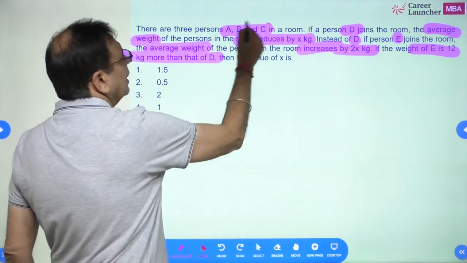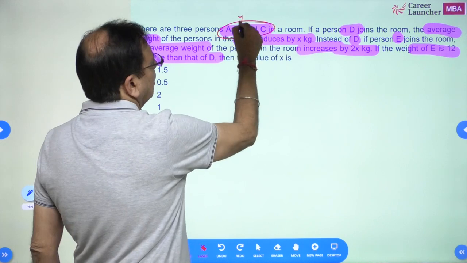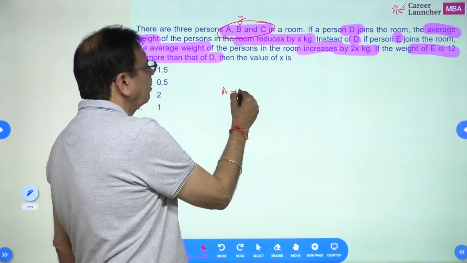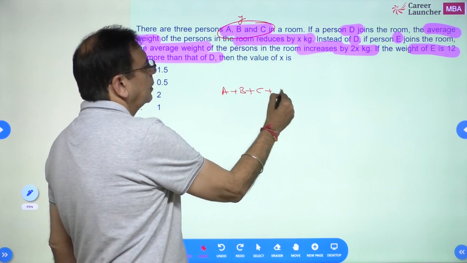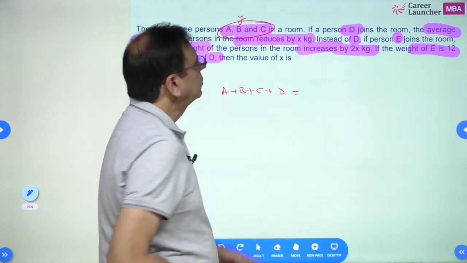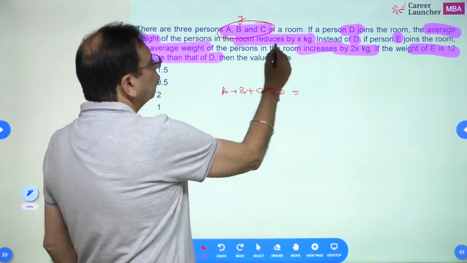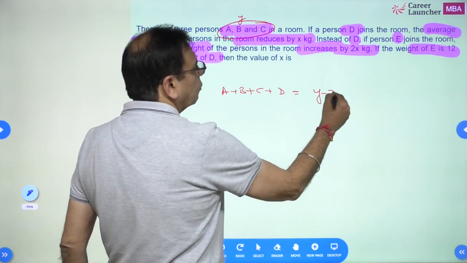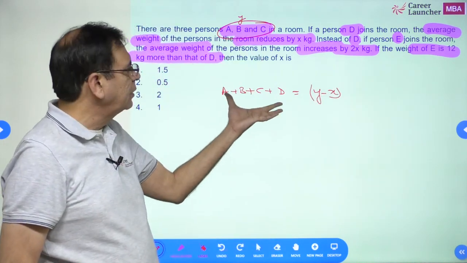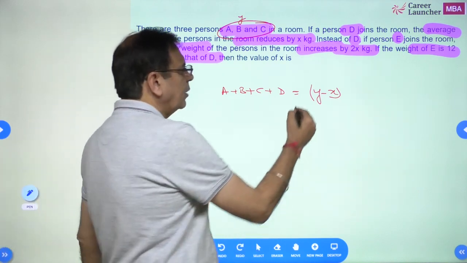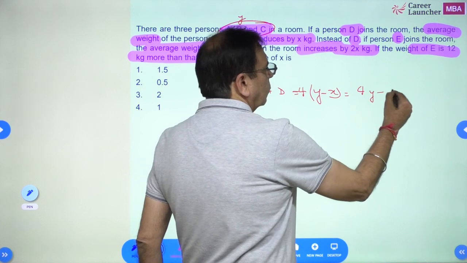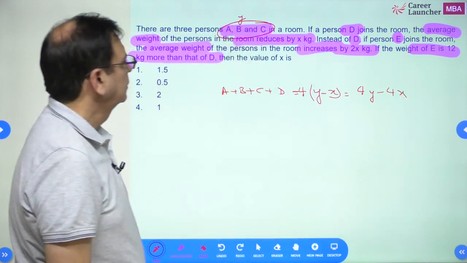अगर A, B, C के average weight, let me say, is y. So what is the total weight of A plus B plus C? It will be 3y. पहले y था. When D comes, the average reduces by x. So the average weight of these 4 is y minus x. So the total weight becomes 4 times y minus x, which is 4y minus 4x. ठीक है. अगला क्या दिया?